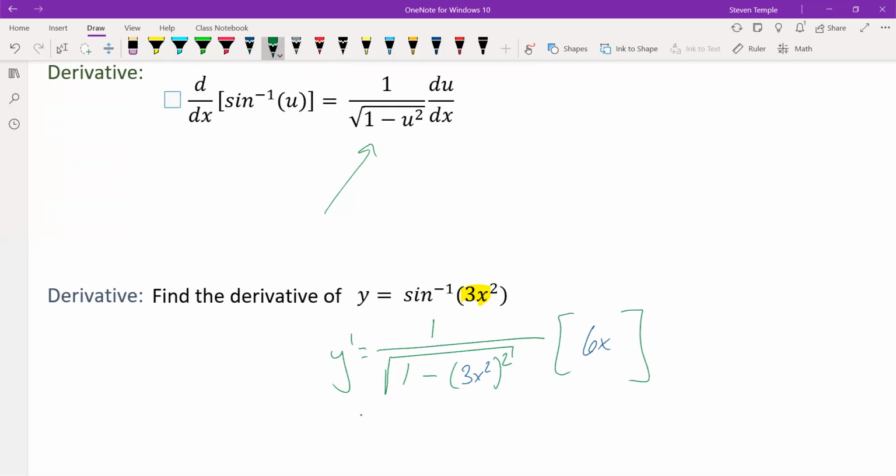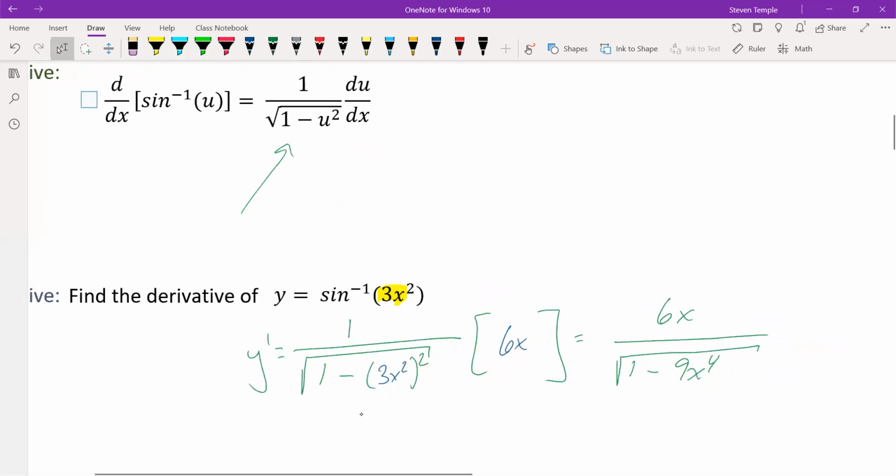So then I just want you to simplify a little bit here. I'm going to put 6x on top, take the square root of 1 minus 3x squared, and the whole thing squared would be 9x to the 4th. Now I'm happy with that.